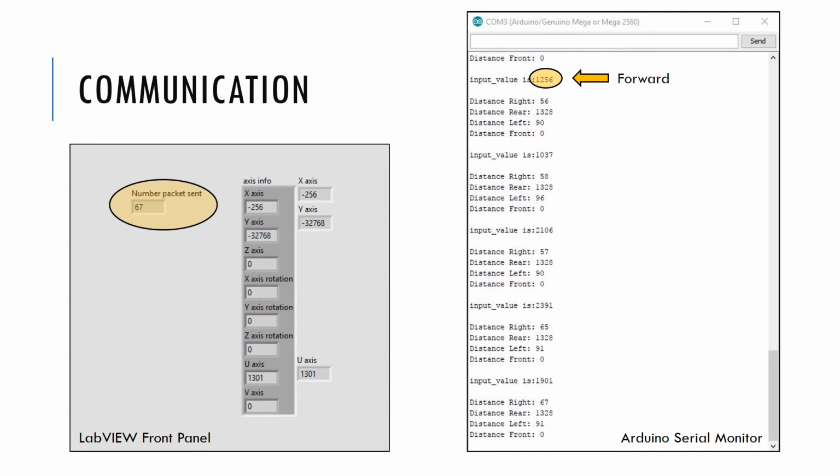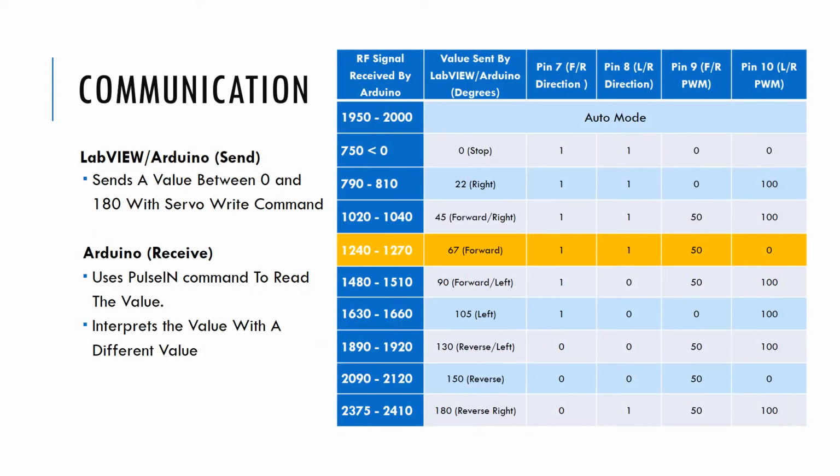As you can see on the left-hand side of the screen is the front panel from LabVIEW. A 67 was the angle being sent, but on the right-hand side of the screen, the Arduino was receiving a 1256. As you can see again on the table on the right side of the screen, the 67 resulted in a 1256. This in turn sent the motor in the forward direction.